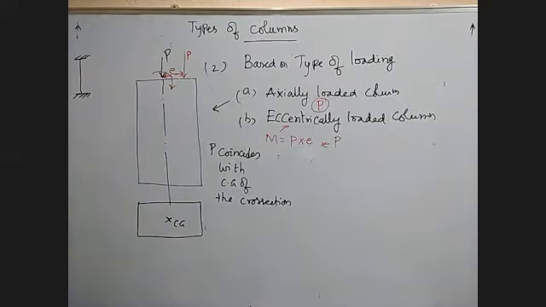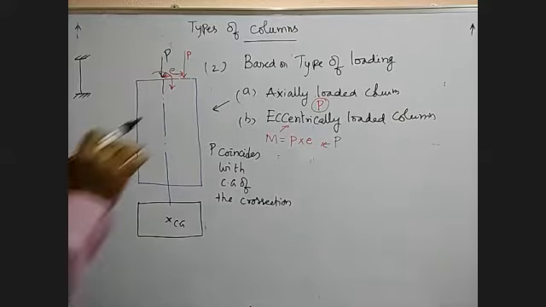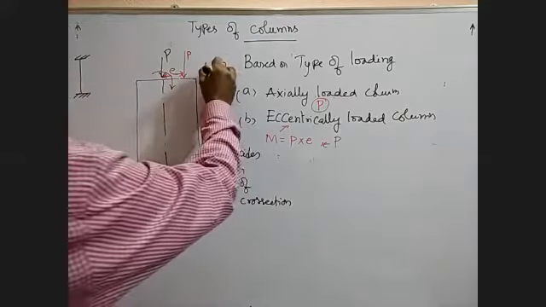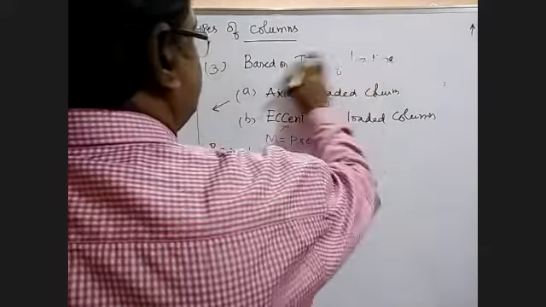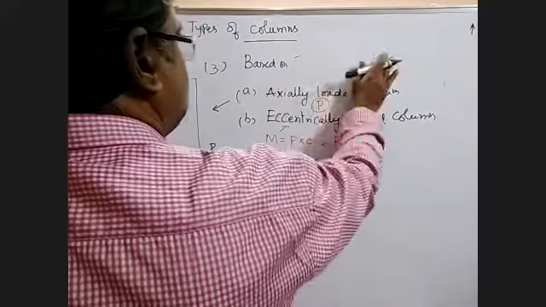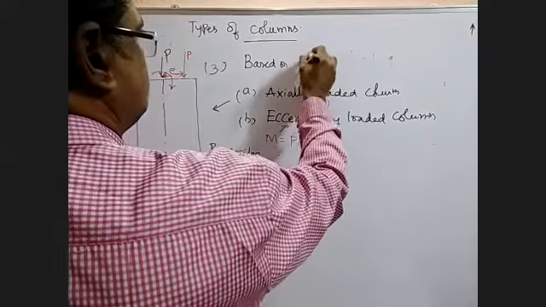So this is the second type of loading, the axially loaded compression members and eccentrically loaded compression members. Okay. Then next one is the third one, based on the slenderness ratio.